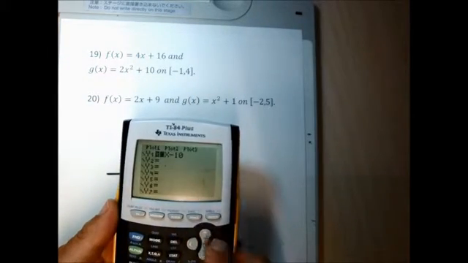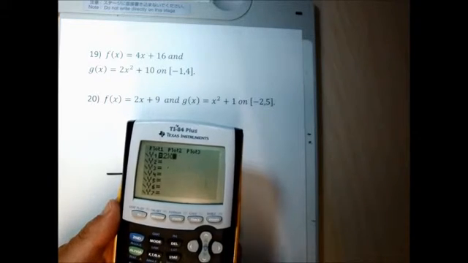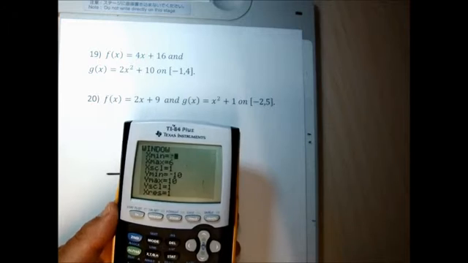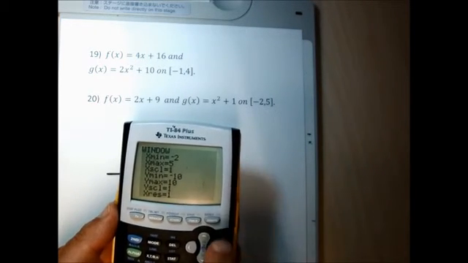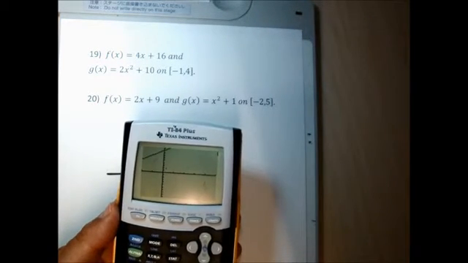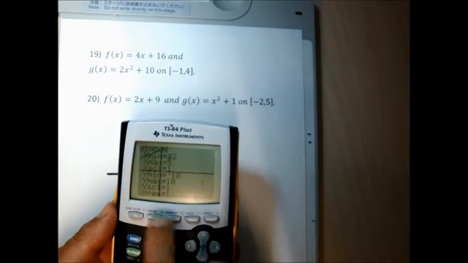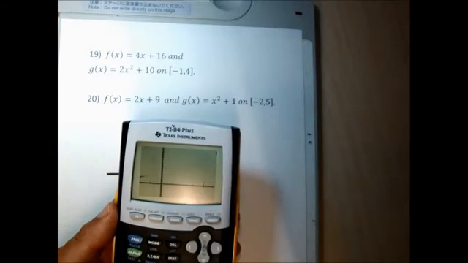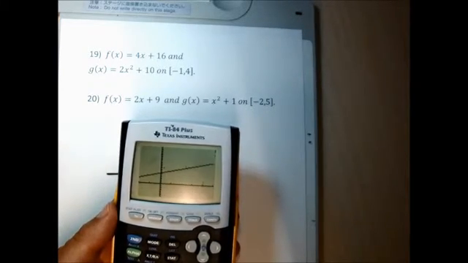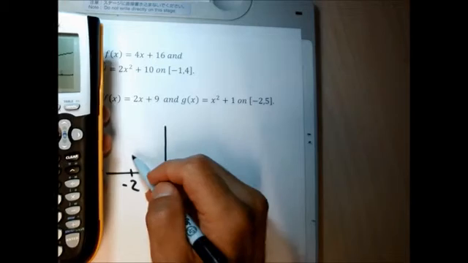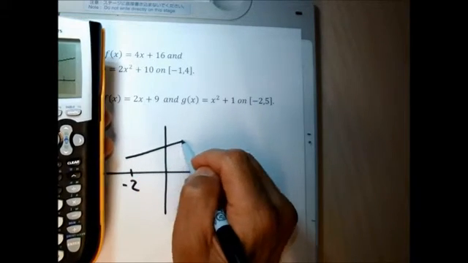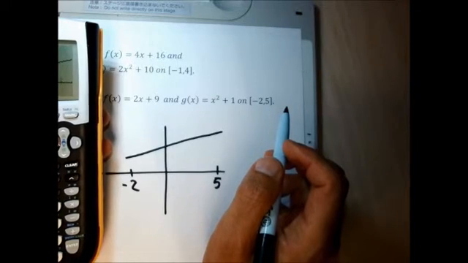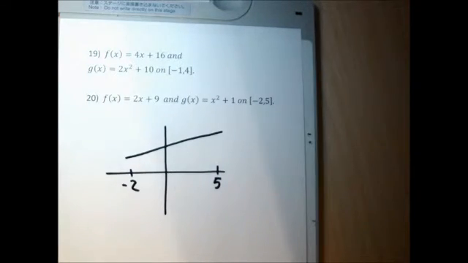So y equals, clear, 2x plus 9, and then for my window, negative 2 to 5. Graph that a little bit. Shoots way off the window. Let me make my y's higher so I can see that. Maybe make this y like a 30, just because I want to see the whole function. So this line graphs to be something like that. And again, I'm just worried about which function's on top and which function's on the bottom. I don't need the most precise graph in the world.